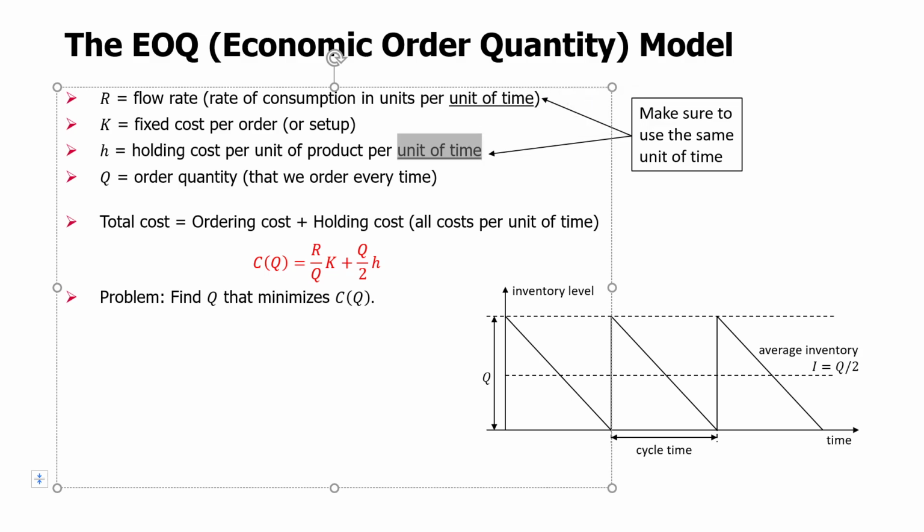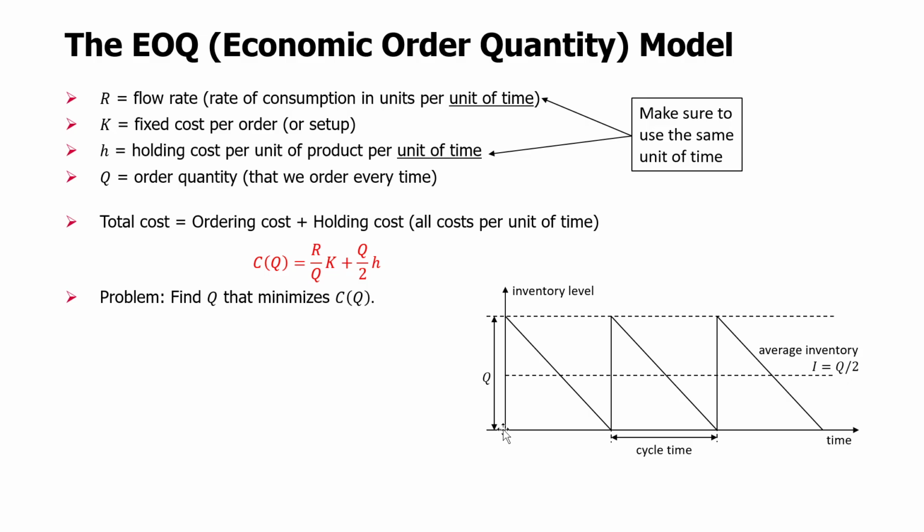If you're holding a number of units over 1 year, you can calculate it as the cost of holding one unit per 1 year times the number of units you're holding. And Q will be the quantity that we will be deciding, the product amount that we will order every time. So our pattern of inventory will be receive Q and then use Q at a certain flow rate, and then again receive and then consume and so on.